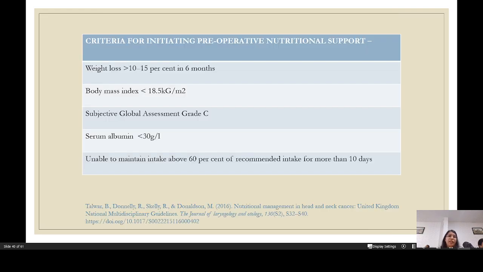So, criteria for initiating preoperative nutritional support: weight loss of more than 10 to 15% in 6 months, body mass index less than 18.5 kg per meter squared, subjective global assessment grade C, serum albumin less than 30 grams per liter, and unable to maintain intake above 60% of the recommended intake for more than 10 days.